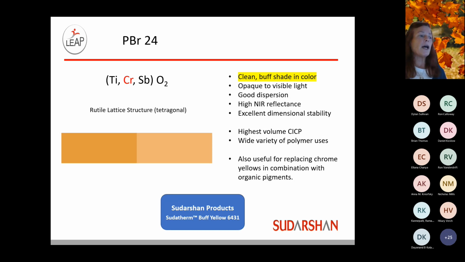For Sudarshan, we will have one product, or our first product to be introduced again in November. This will be part of our Sudatherm range of products. It'll be buff yellow 6431.